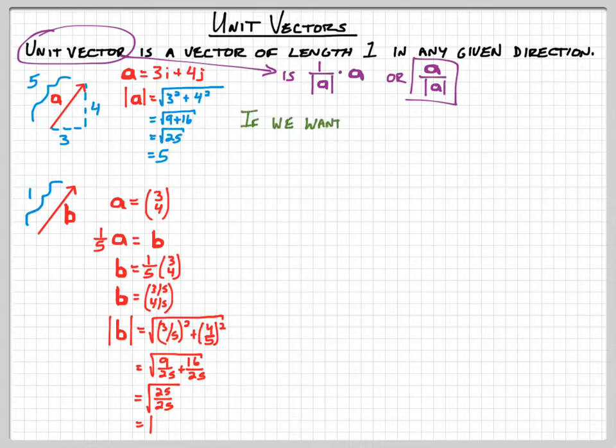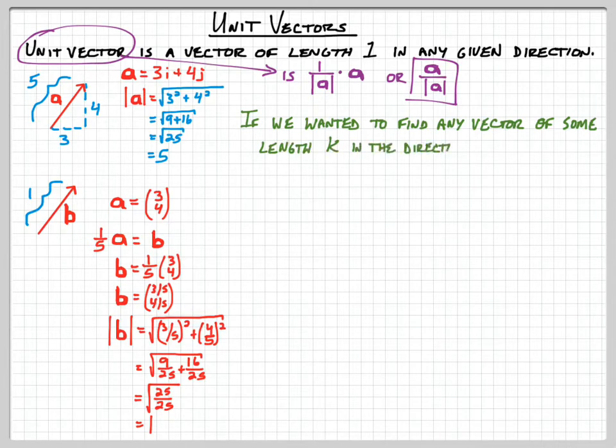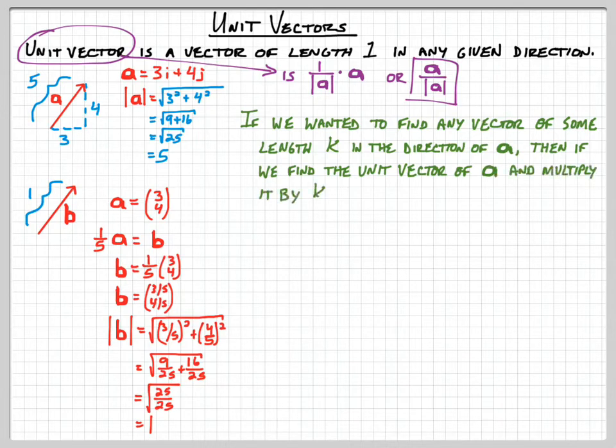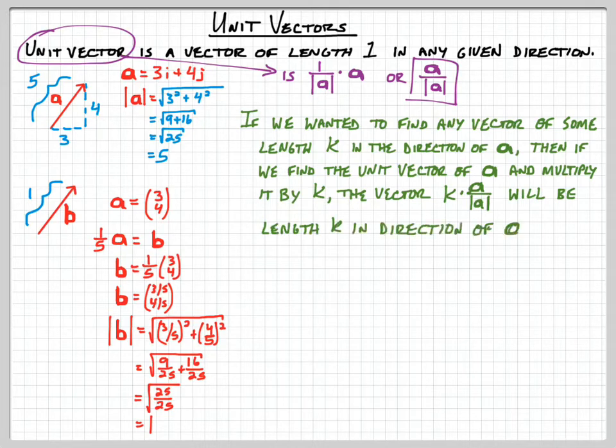So if we wanted to find any vector of some length k in the direction of a vector A, then if we find the unit vector of A, we can multiply that by k, and then k times A over the magnitude of A is not our unit vector, sorry, it will be a vector of length k in the direction of A.